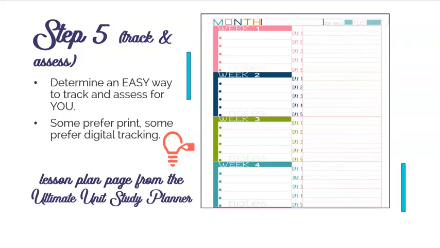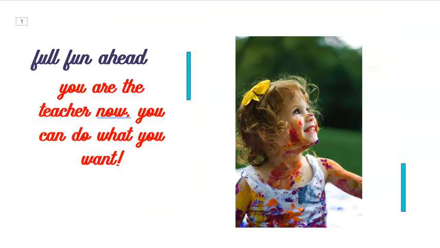I like to track the way I want to, and so I track just by weeks. And again, it doesn't have to all be filled out. You just have to have an idea of where you're going because each week is going to be different. That's the beauty of being able to plan like this so you can go at your own pace. And then, of course, it's full fun ahead. You're the teacher now. You can do what you want.